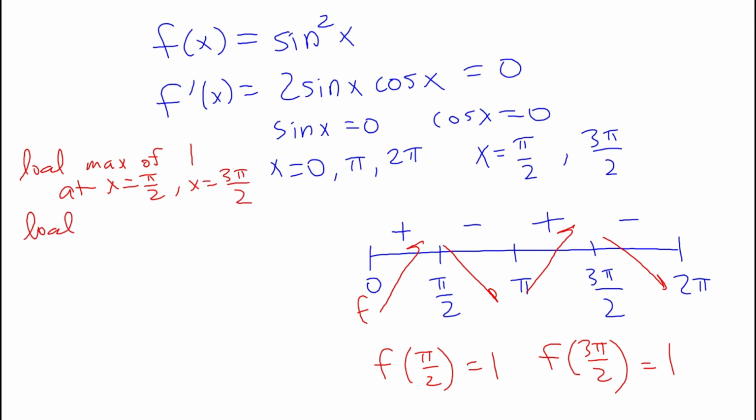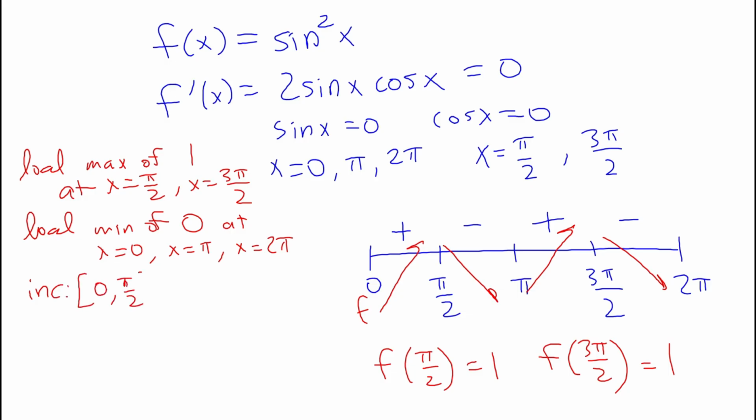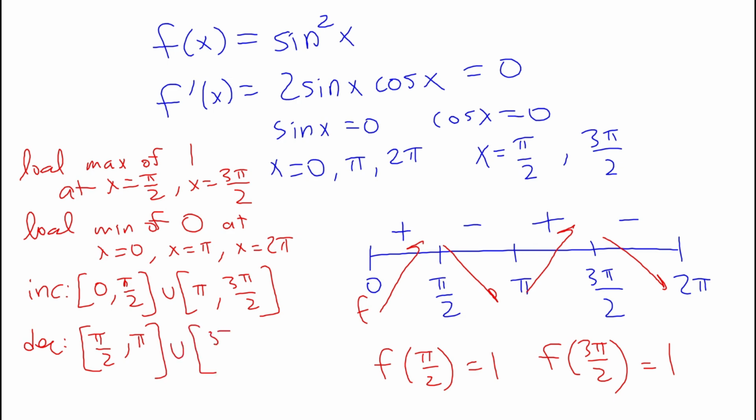We have a local min of 0, and that's at x equals 0, x equals pi, and x equals 2 pi. Okay. We're increasing from 0 to pi over 2, from pi to 3 pi over 2. And we are decreasing from pi over 2 to pi, and from 3 pi over 2 to 2 pi.